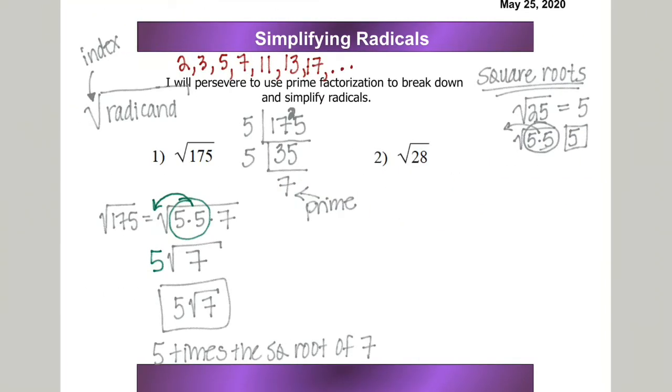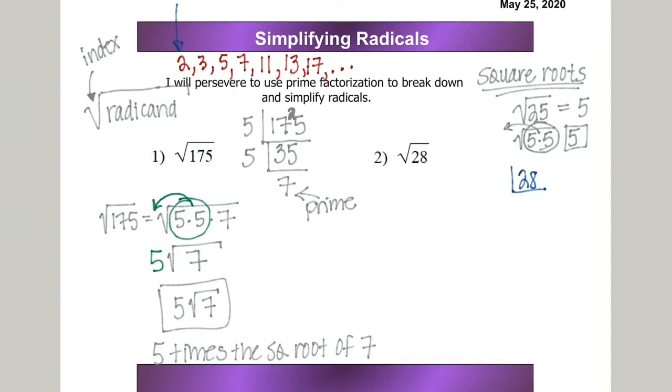Okay, so let's try this again. I'm going to change my color, this way you can see my work for this next problem. The square root of 28, we need to simplify that. So I'm going to put 28 in a box because 28 is not prime. And I'm going to start with my first prime number, which is 2.